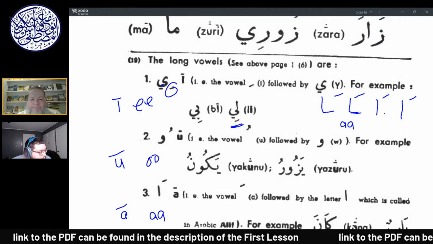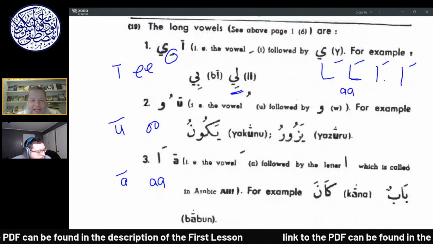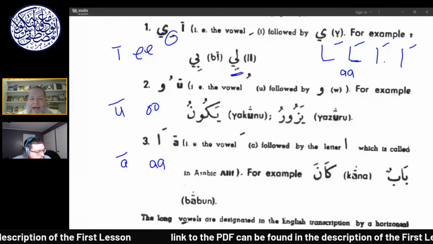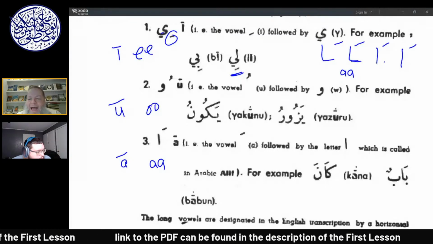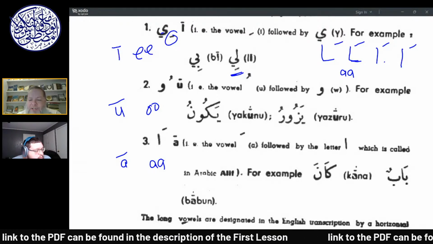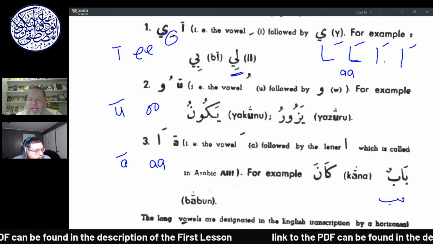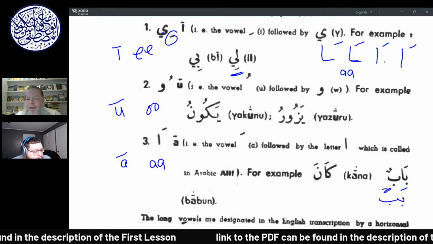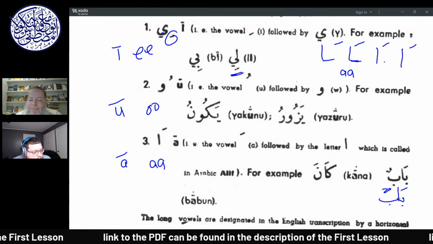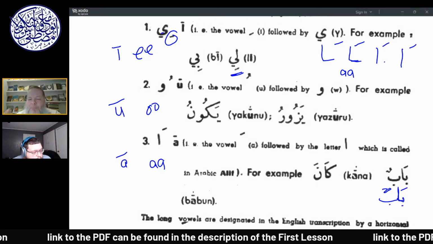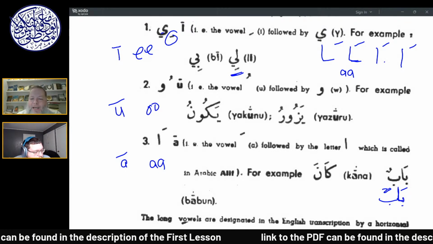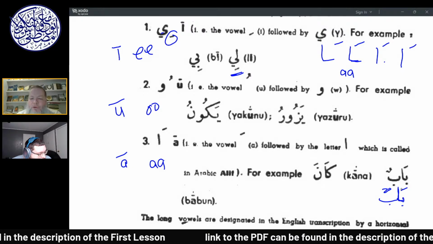Yeah. And then the next one, if an aleph is followed by a fatha, then it's going to be such as in babun, kana. Versus if we said before, we would have said babun. Now we put this aleph in there, babun. And they're going to write it with an A with a line over it. Those are our long vowels.